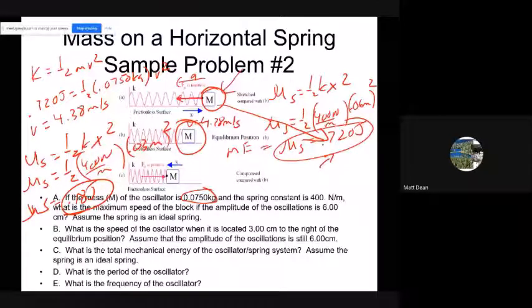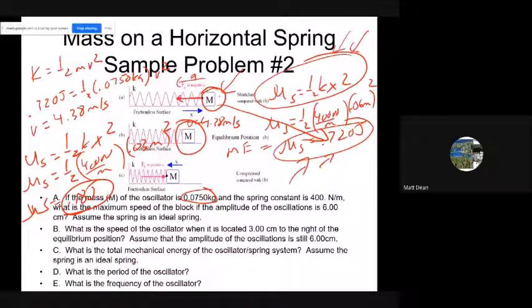So the easiest way is to calculate the elastic potential at the maximum displacement. At that point, all of the mechanical energy is elastic potential. So we calculated that out to be 0.720 joules. And that is true at maximum displacement. So it's true here. It's also true here. And it's also true here.